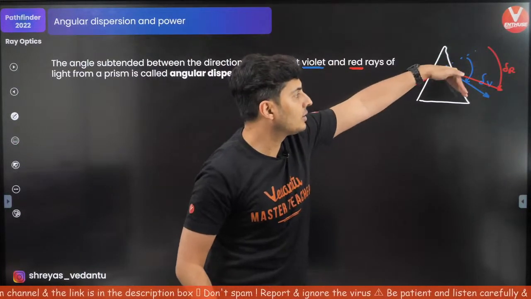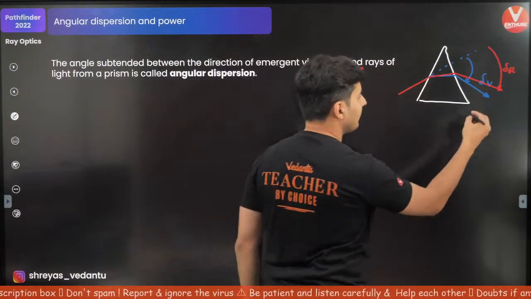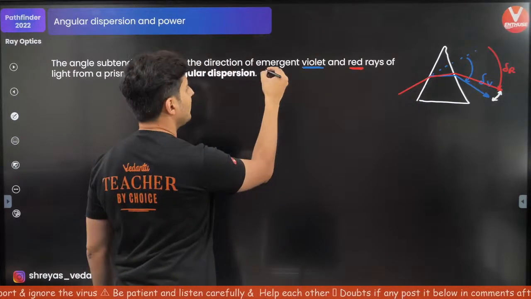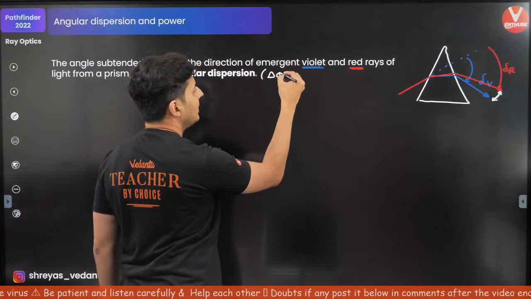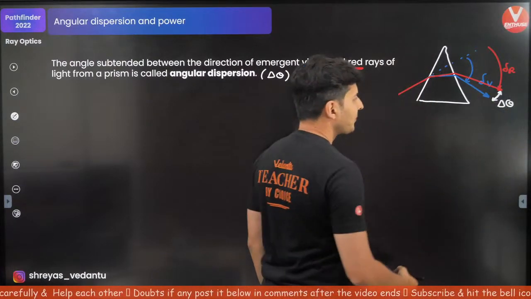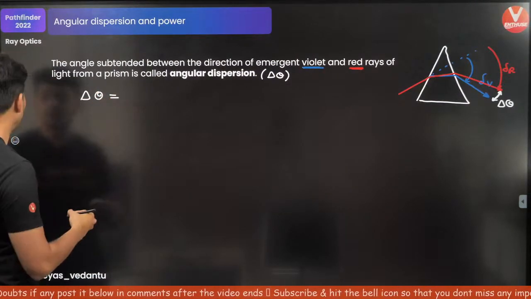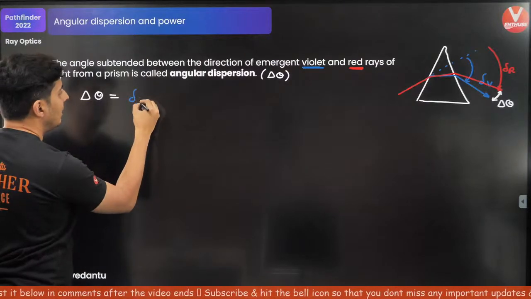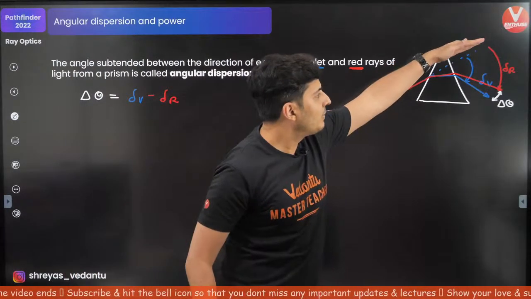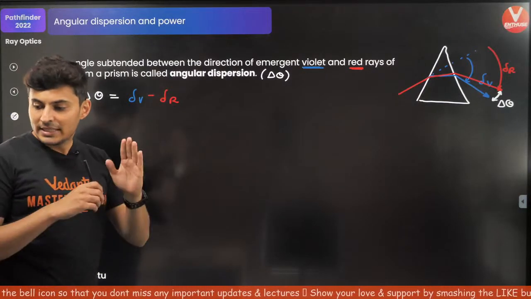Now you can see these are the two extreme rays. The angle between them is basically called the dispersion angle, and for the symbol, sometimes people use delta theta, delta omega, whatever you want to call it. So I can call it delta theta, doesn't matter. This is your dispersion angle, and you can clearly see delta theta is nothing but delta violet minus delta of red. Do you see that? The whole angle minus this angle will give you this remainder angle. Now, I hope this is clear.